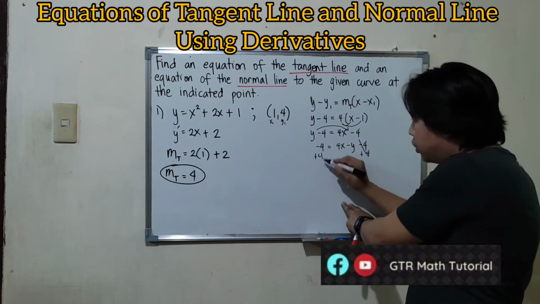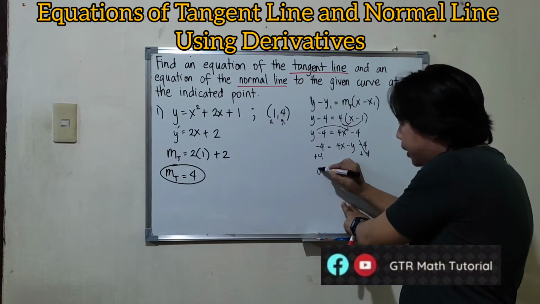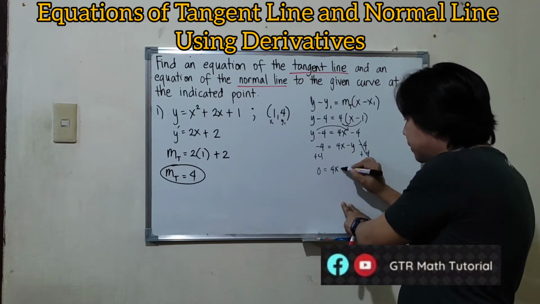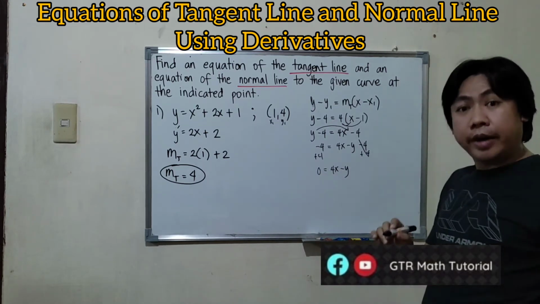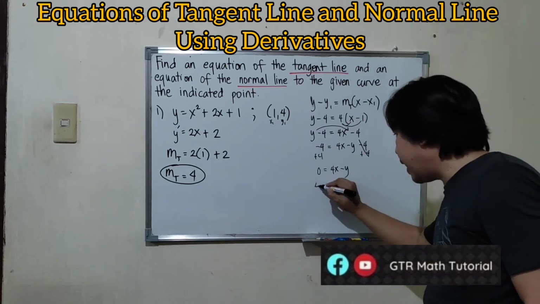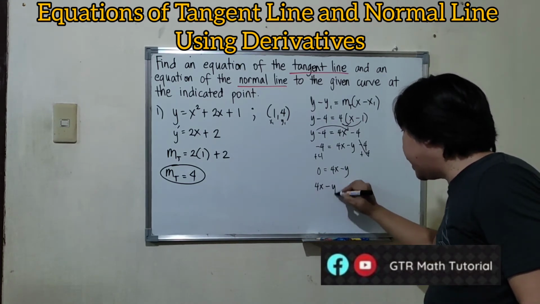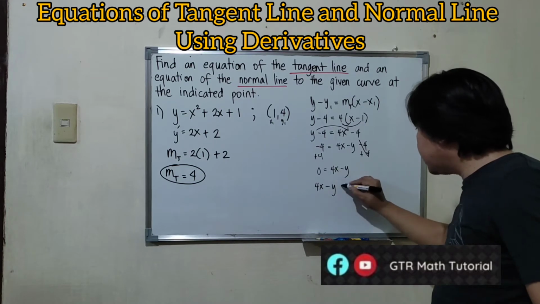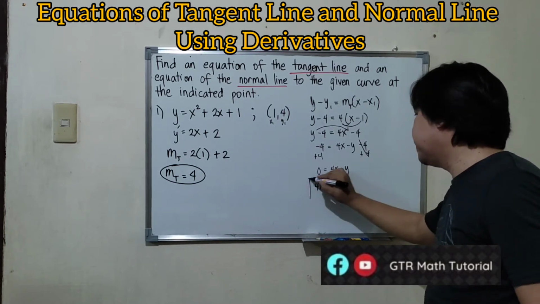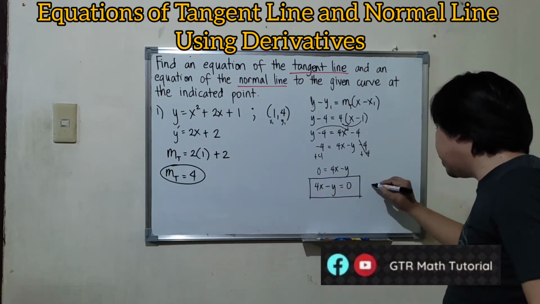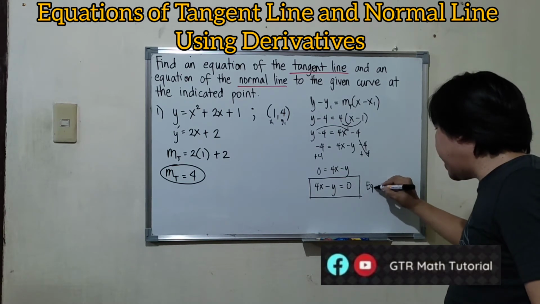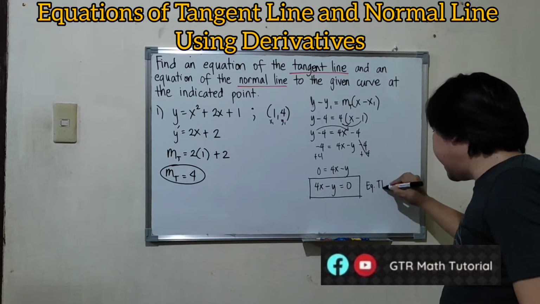This will be cancelled out. So therefore we have negative 4 plus 4 is 0 equals 4x minus y. Okay, so therefore the equation of the tangent line is 4x minus y equals 0. So this is the equation of the tangent line.